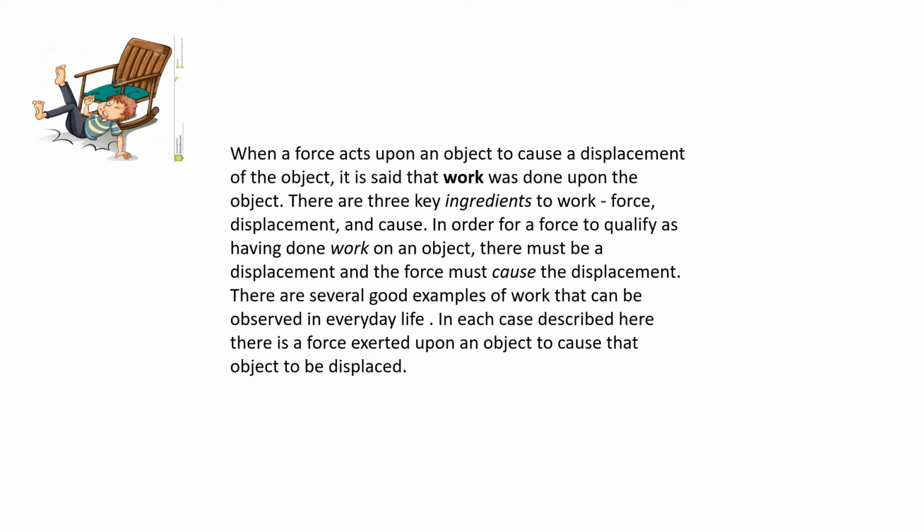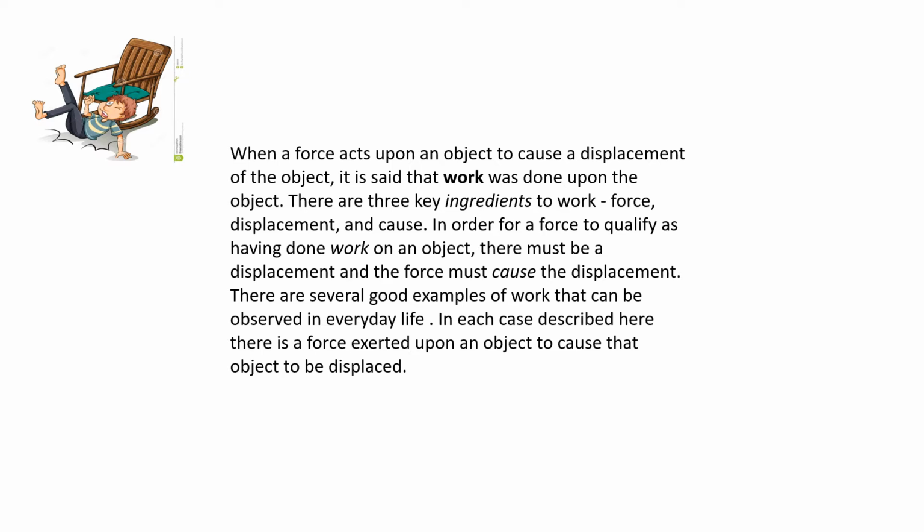So, when a force acts upon an object to cause a displacement of the object, it is said that work was done upon the object. So, there are three key ingredients to work: force, displacement, and the cause. In order for a force to qualify as having done work on an object, there must be a displacement and the force must cause the displacement. There are several good examples of work that can be observed in everyday life.